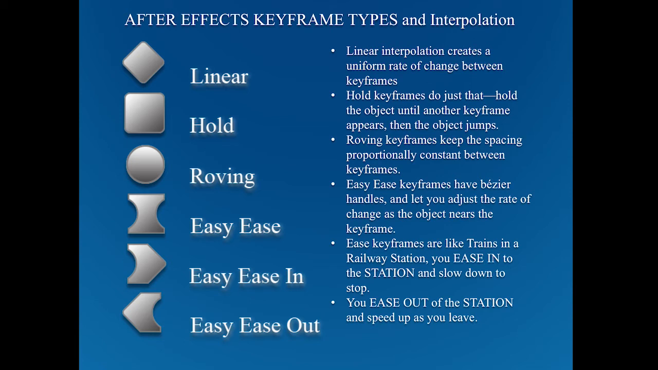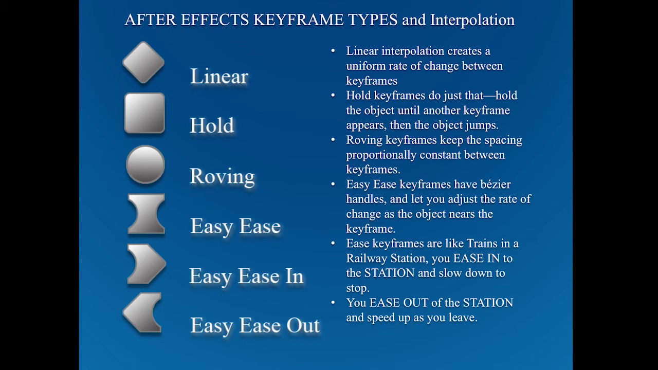Hold keyframes do just that. They hold the object until another keyframe appears, and then the object will jump. A roving keyframe keeps the spacing proportionally constant between keyframes. So you have the beginning and the last keyframe you can't make roving, but the ones in between. And then if you grab, say, the end and move it further away in the timeline, all the other keyframes move and follow along proportionally.